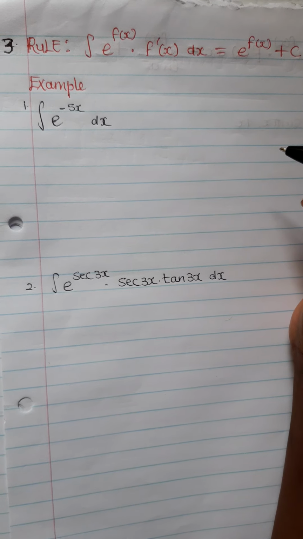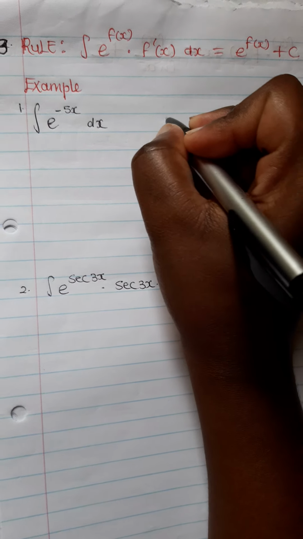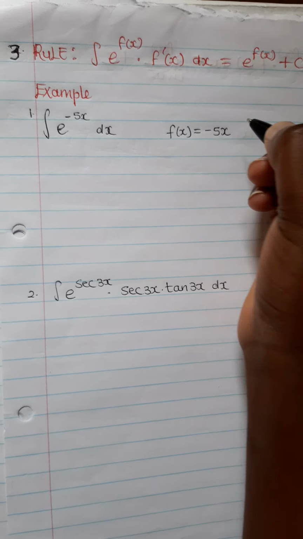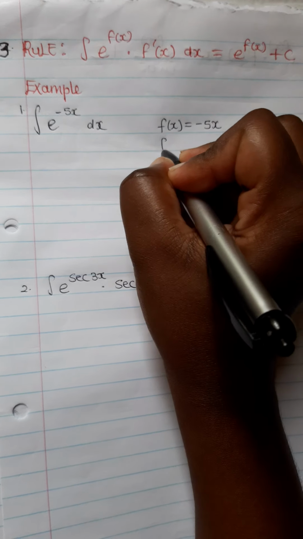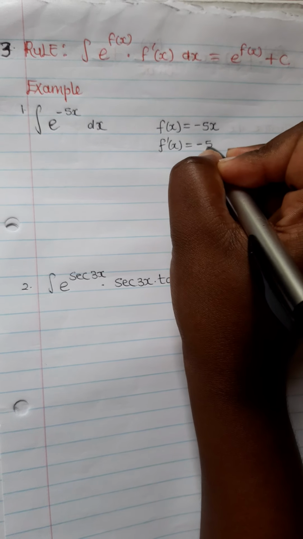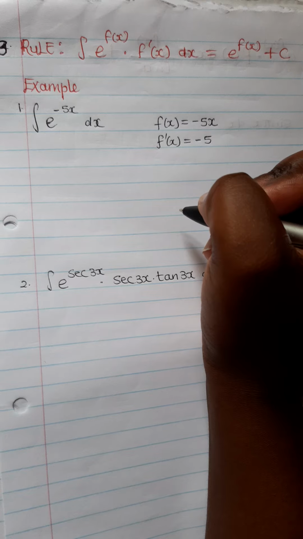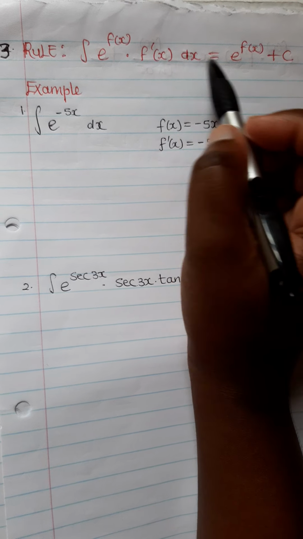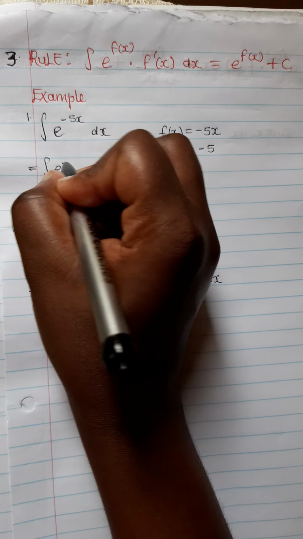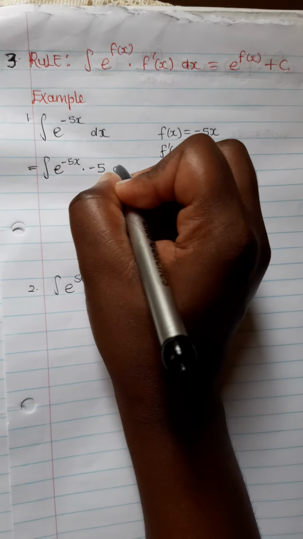Find the integral of e to the power minus 5x. So in this case, my f of x is equal to minus 5x, so my f prime x will be equal to negative 5. Right, so I have to rewrite it in the form that will satisfy the rule. So this equation will be the integral of e to the power minus 5x times minus 5 dx.